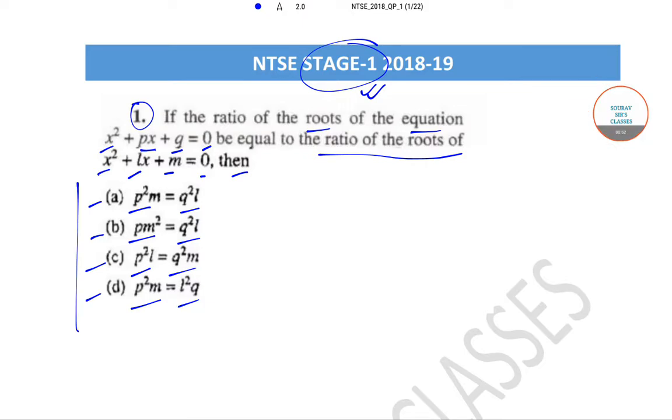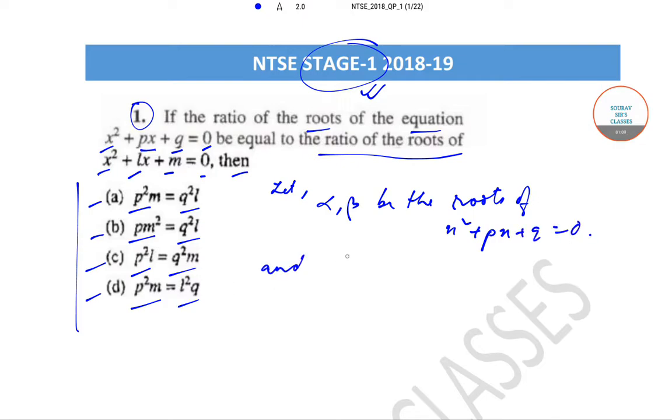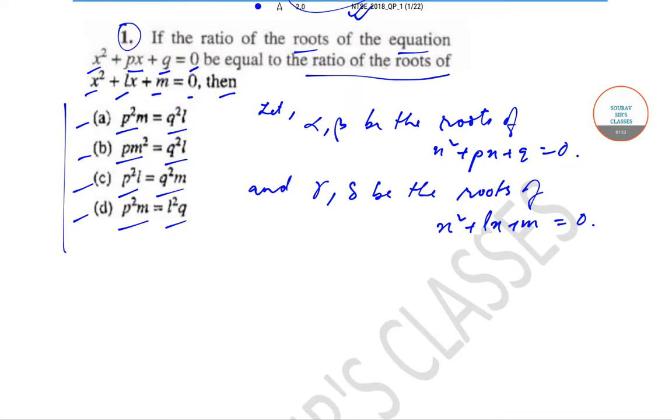Okay, so what we'll try to do over here is, let alpha and beta be the roots of the equation x square plus px plus q equal to 0, and let gamma and delta be the roots of the equation x square plus lx plus m equal to 0. So there are 2 things. So that implies, now it has been given that alpha by beta is equal to gamma by delta.